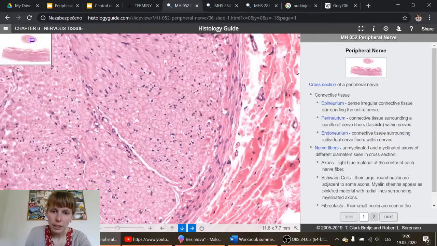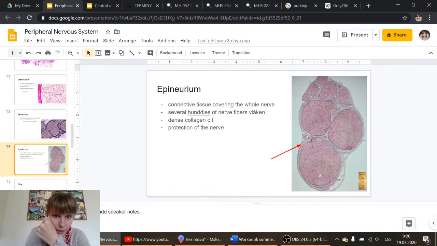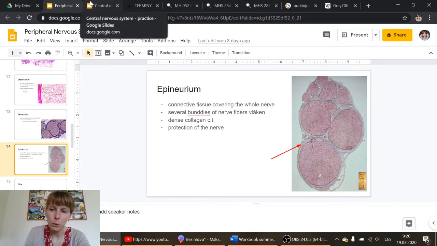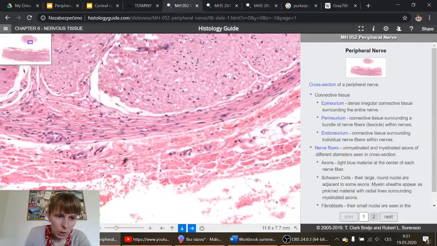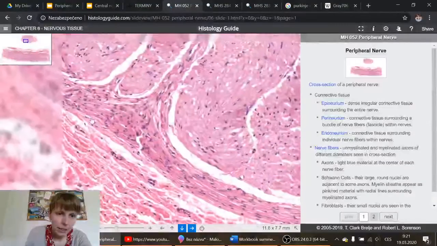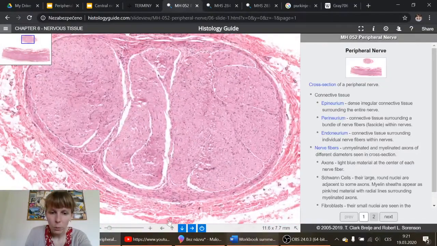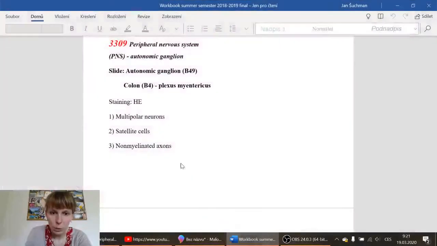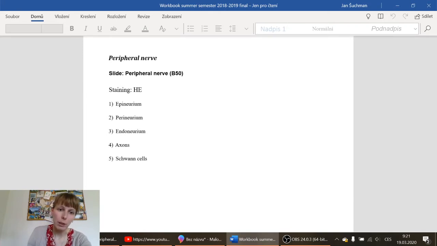And the outermost layer of connective tissue will be the epineurium. It will also often have many blood vessels, and it's protecting the whole peripheral nerve. So when you look into the workbook, you should be able to find these three layers of connective tissue, which we, I think, did.